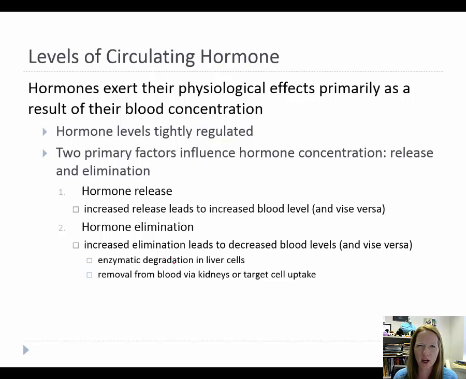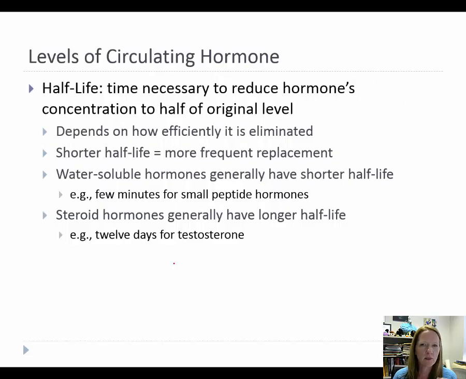So now let's take a look at, again, continuing on with the levels of circulating hormones. Since we are talking about transport and hormones in the bloodstream, let's talk about how it is determined how long these hormones live. So hormones have something called a half-life. A half-life is basically the time that's necessary to reduce a hormone's concentration to half of the original level.